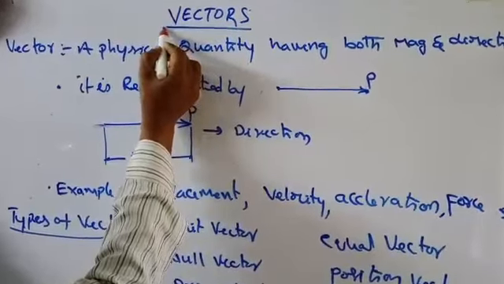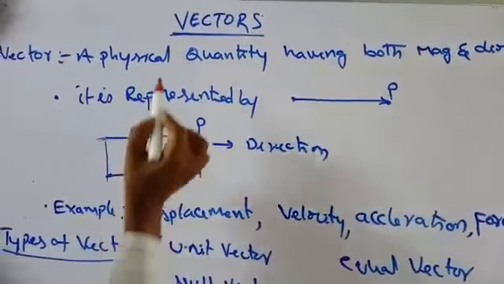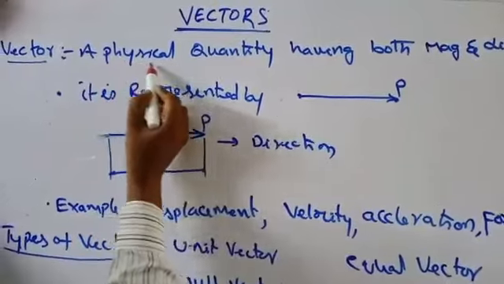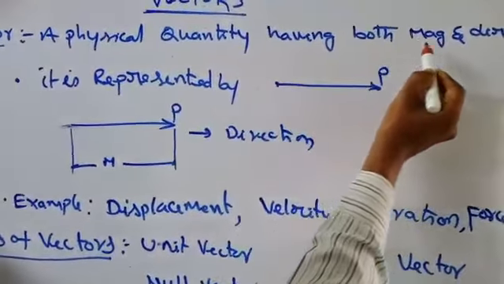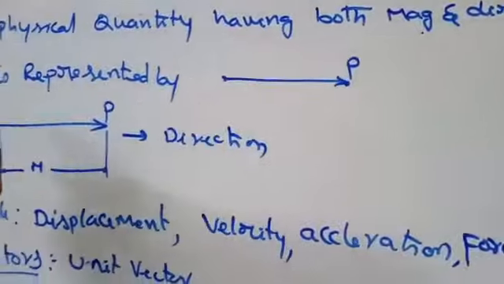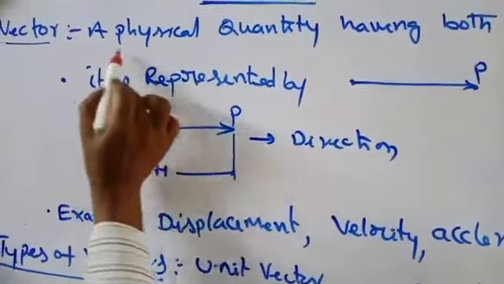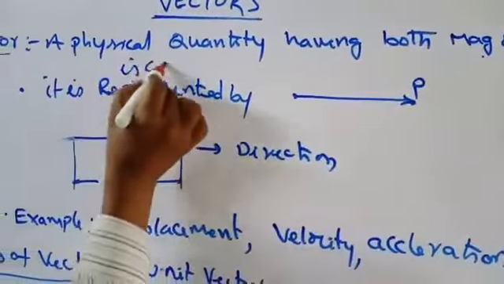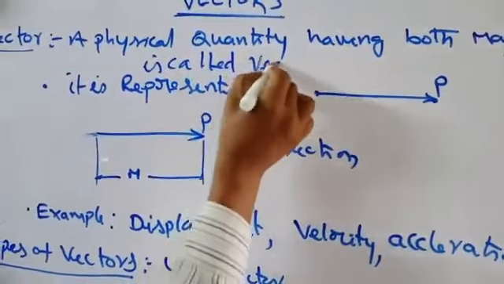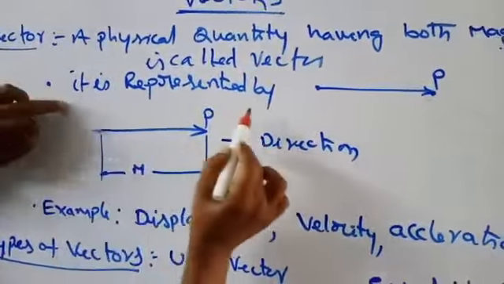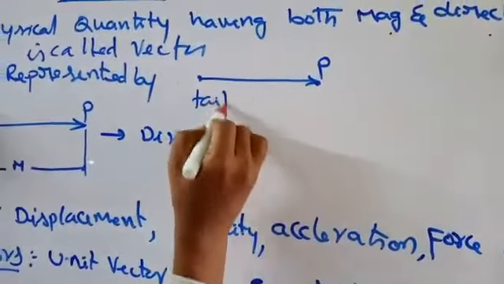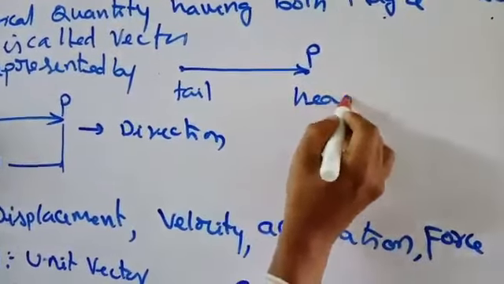Discussing class vectors. What is a vector? A physical quantity having both magnitude and direction is called a vector. It is represented like this, with a direction.